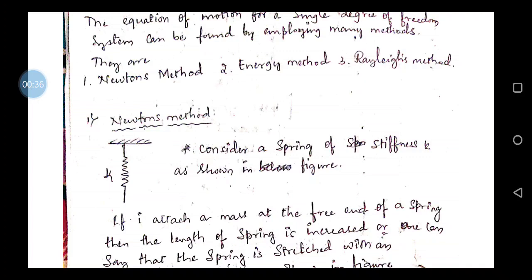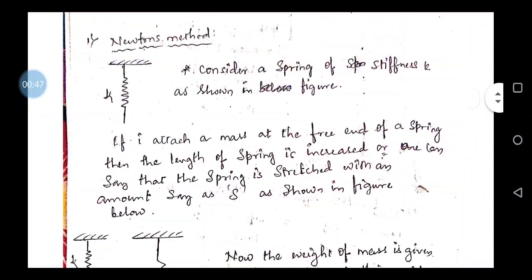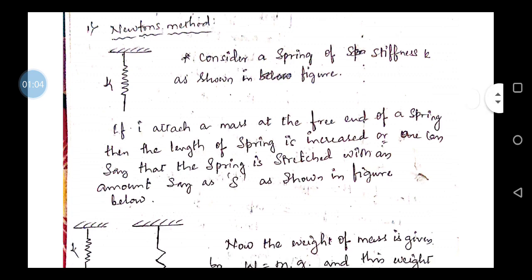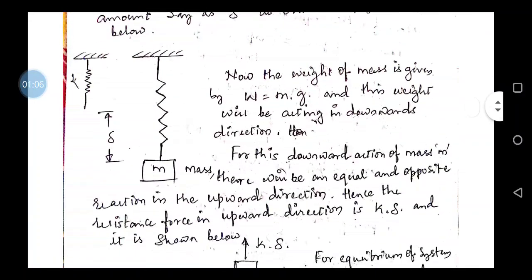So let us start with the first method, that is Newton's method. Consider a spring which is free at one end and fixed at the other end as shown in the figure. Let the stiffness of the spring be K. If I attach a mass at the free end of the spring, then the length of the spring is increased, or we can say that the spring is stretched by an amount, say delta, as shown in the figure below.